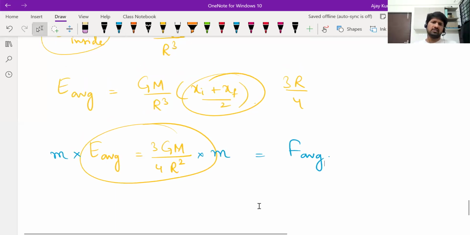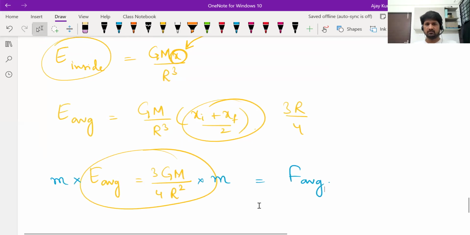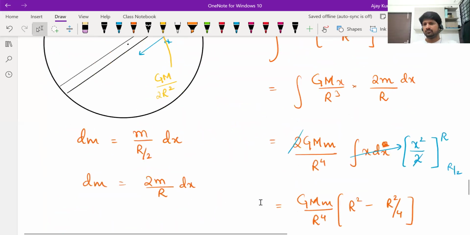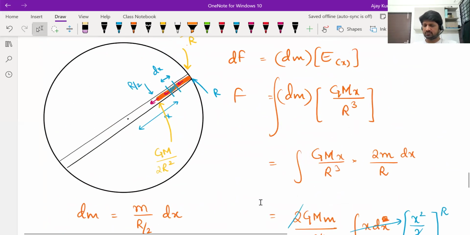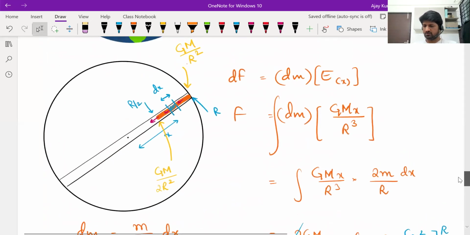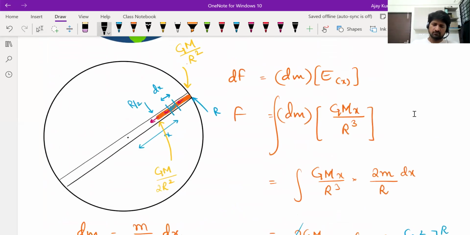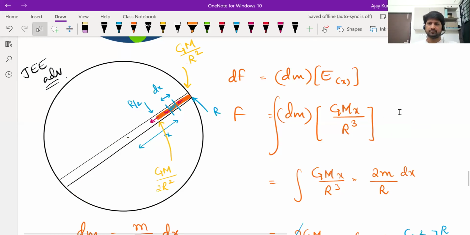This process eliminates the necessity of integration. Anyway, a slightly difficult question only, but it's not unsolvable for your level also. You can solve. And this question was a previous JEE Advanced question. Not exactly the same. I think they gave chain length to be d. Instead of giving r by 2, half of the radius, they gave some other length. But the idea was the same. You had to use the same idea.